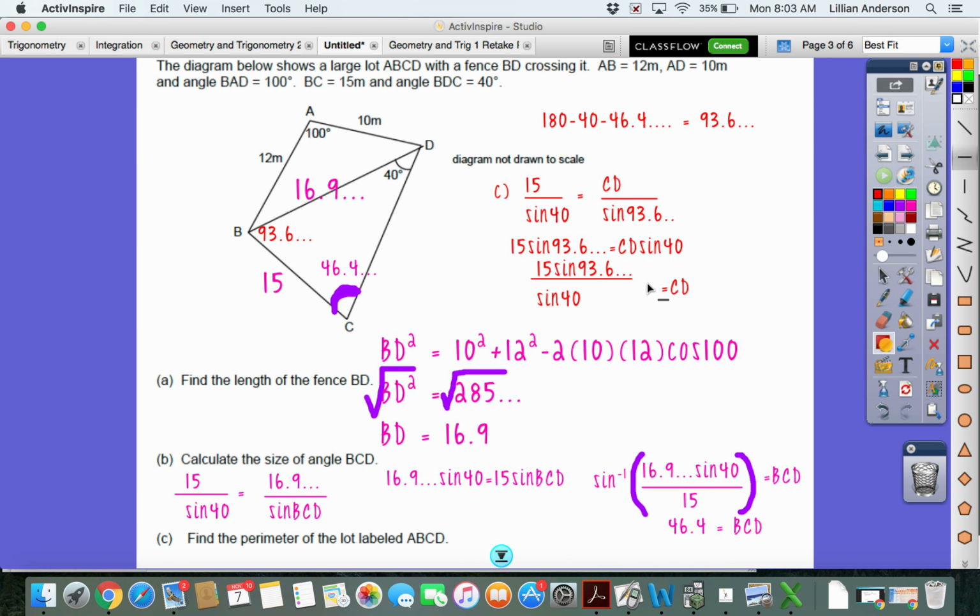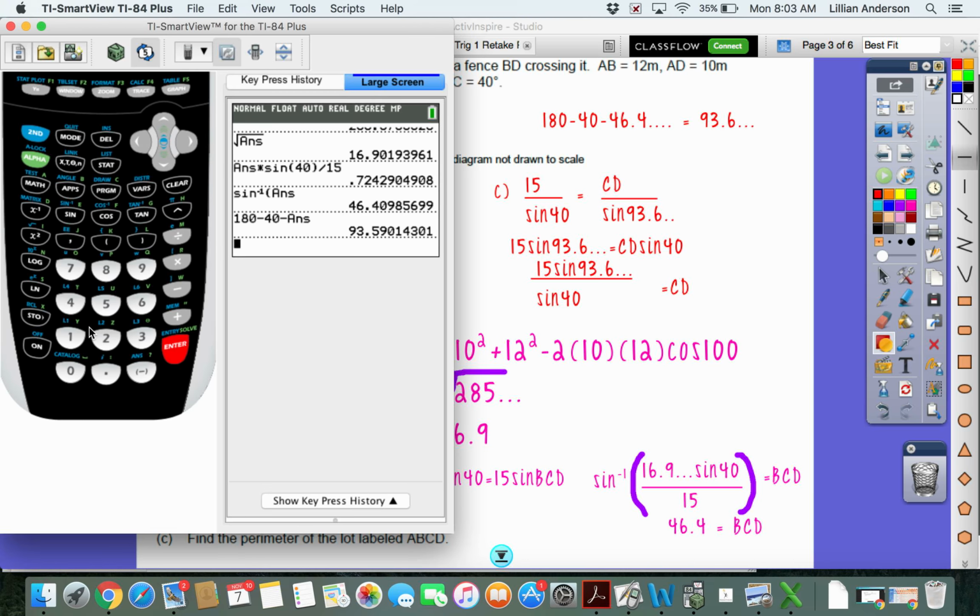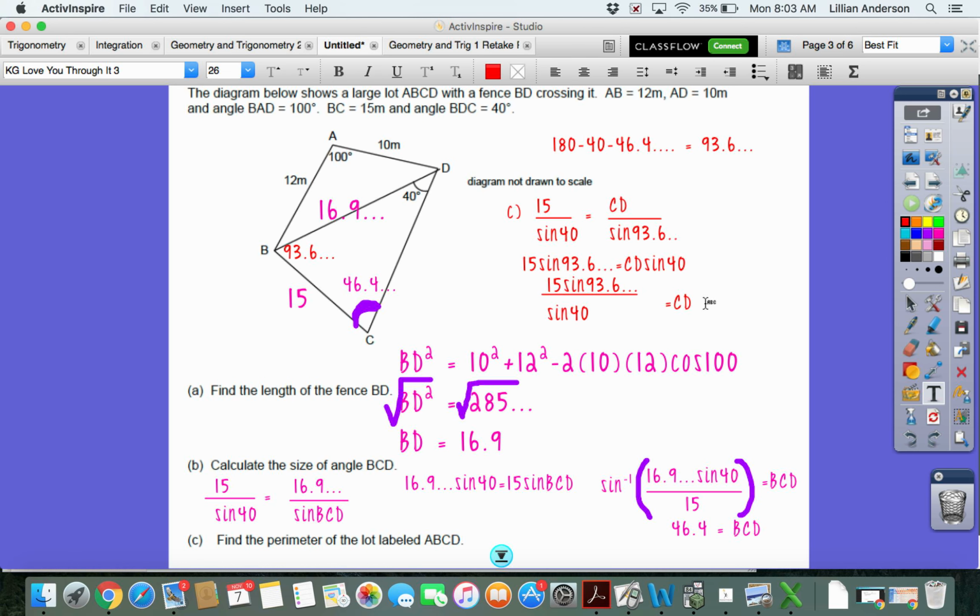We're going to type this into our calculator. And as you see, the answer is still sitting right there in my calculator. I'm going to go ahead and divide this by the sine of 40, and I'll get my answer of 23.3.